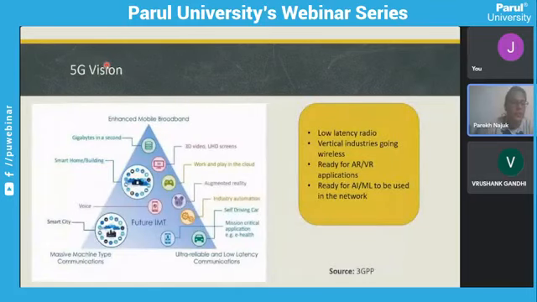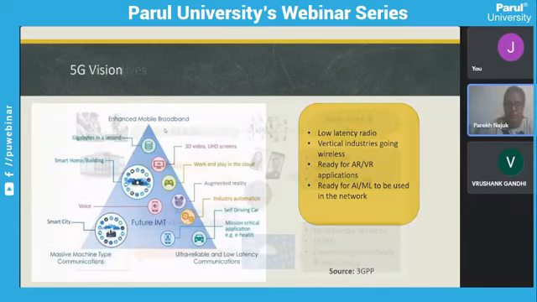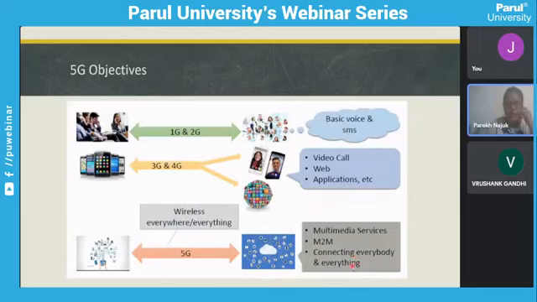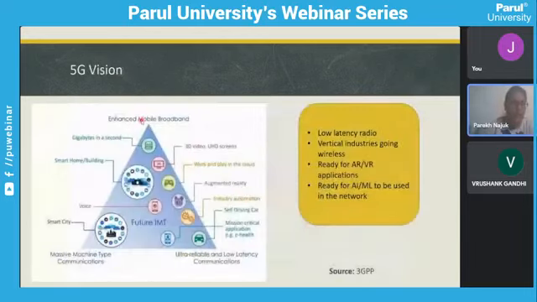Now, what is the vision? How can we achieve these things? As we have said, we want to have a connection with every person and everything. So how to achieve that? For that, they have categorized into three categories, the three use cases. The first one is eMBB, that is enhanced mobile broadband. The second one is massive machine type communication. The third one is ultra reliable and low latency communication.